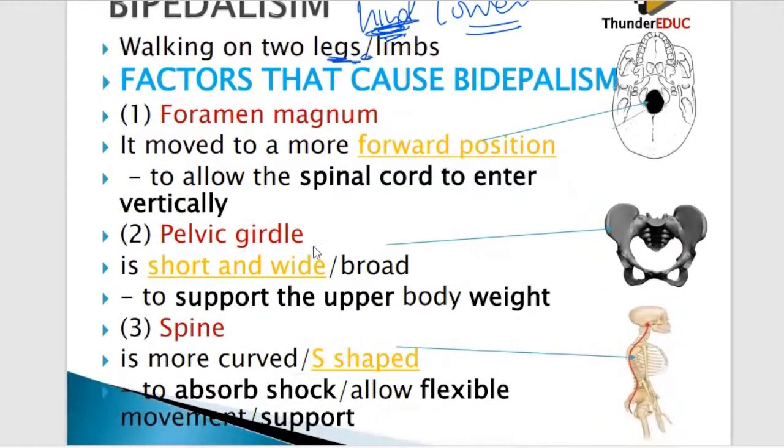Factors that affect bipedalism, please know them. Position of foramen magnum, the shape of the pelvic girdle, and then the shape of the spine. S shape allows flexibility. I explained this very well. The pelvic girdle is short and wider to support the upper weight. The position of foramen magnum is in forward position to allow the spine to connect vertically.